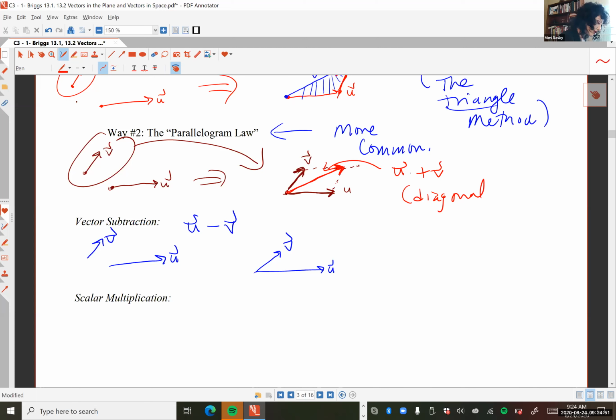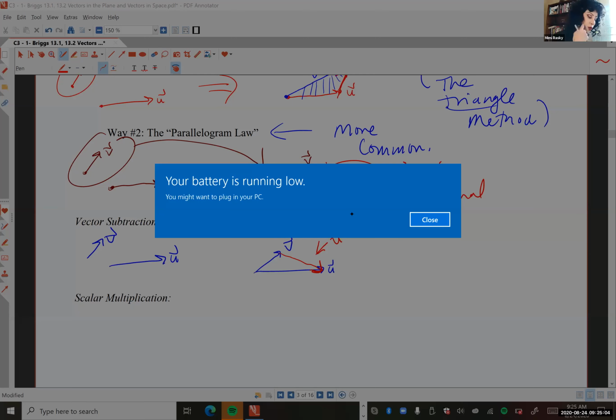So you're just going to go u minus v, and by the way, order matters. U minus v is this red vector here. And if you connected it in the opposite direction, that would be v minus u.